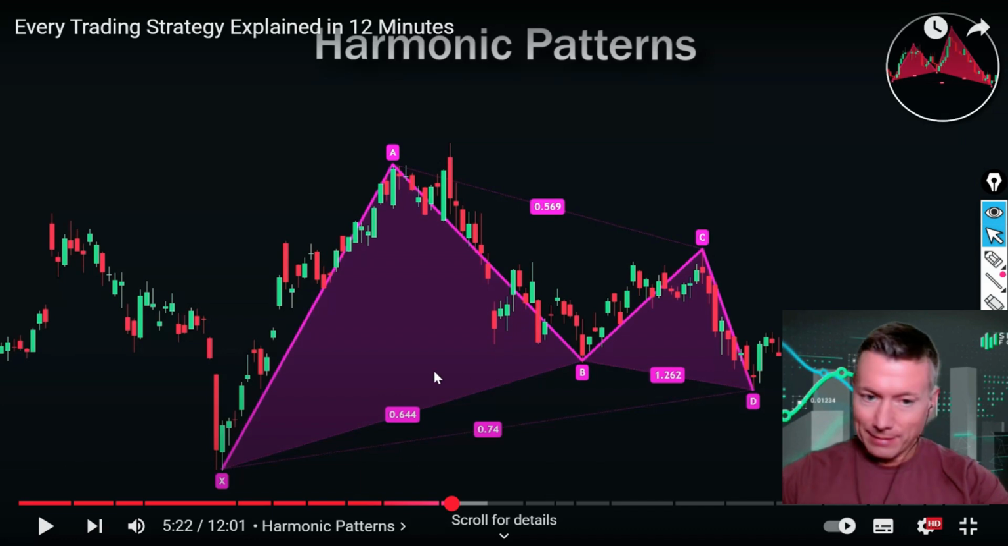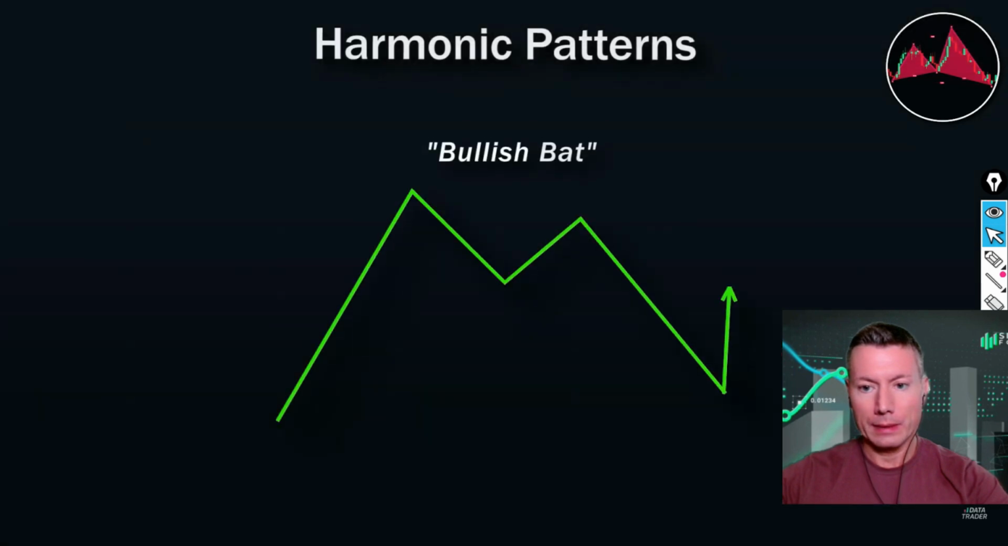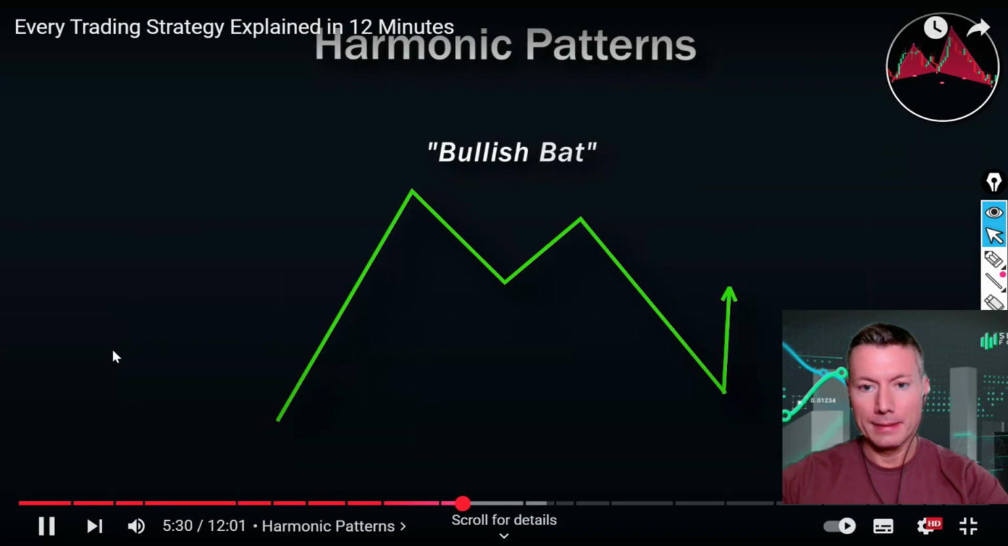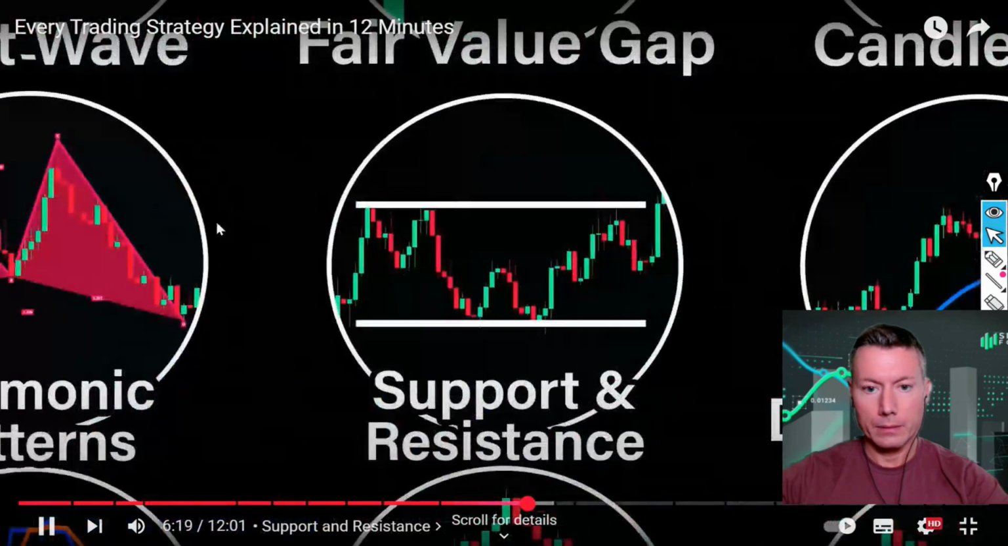But let's hear them out. Specific shapes to predict future price movements. For example, a bullish bat pattern is formed when price makes a series of 4 movements that is shaped like the letter M. A bullish bat pattern. I rest my case. Should we go any further with harmonic patterns? No, we shouldn't. Support and resistance.